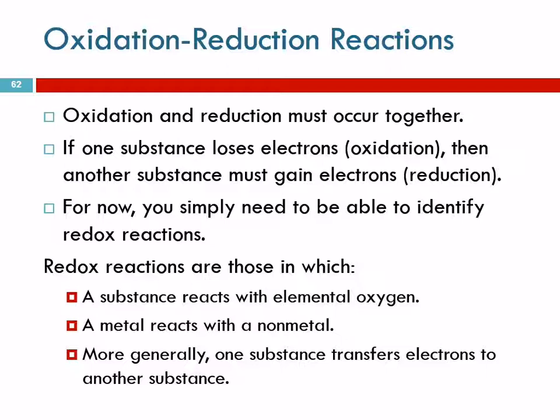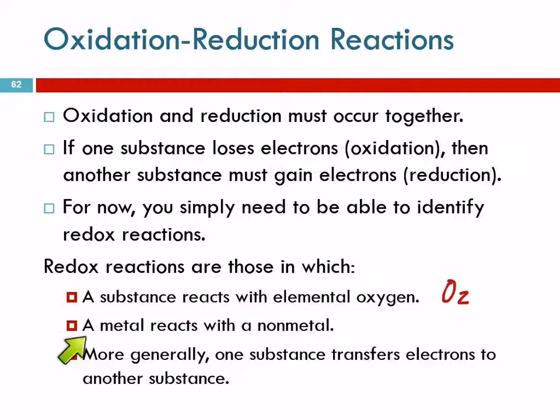So for now, what you need to be able to do is just identify by looking at an equation if it's an oxidation-reduction reaction. And so here are the guidelines. If you see a substance reacting with elemental oxygen, so that means that you've got O2 as one of your reactants, it's going to be an oxidation-reduction reaction.